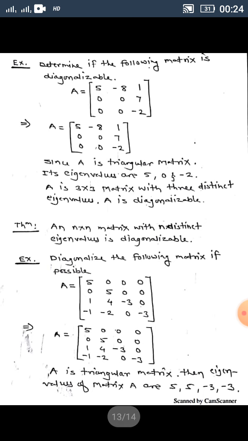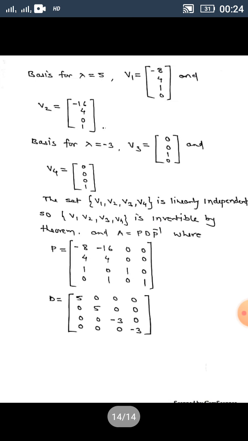And the diagonal matrix, the eigenvalues are nothing but the diagonal elements. This is a lower triangular matrix. So 5, 5, minus 3, minus 3. So off-diagonal elements are zeros. Now in this v1 v2 v3 v4, you can solve it for lambda is equal to 5, lambda is equal to minus 3. You try it. So thank you for this video.